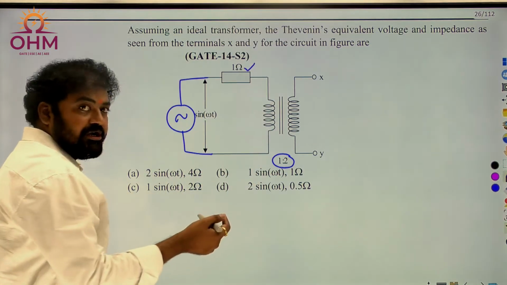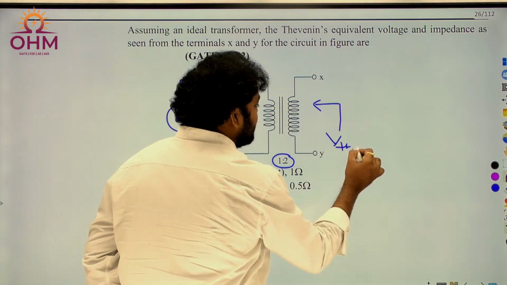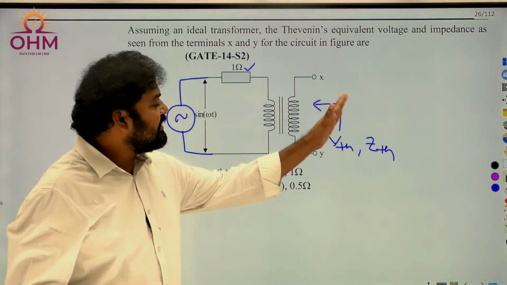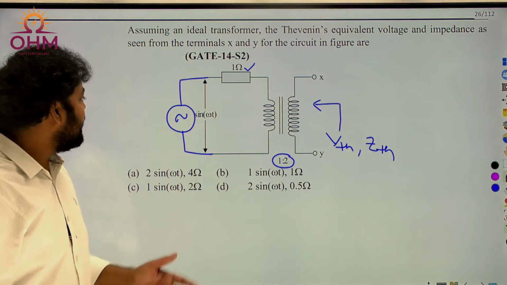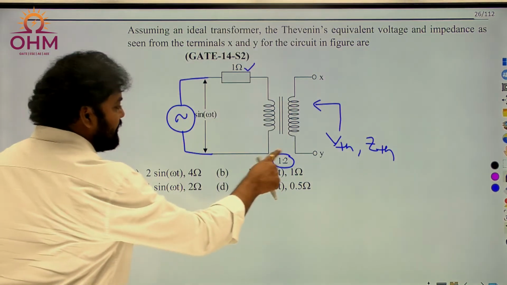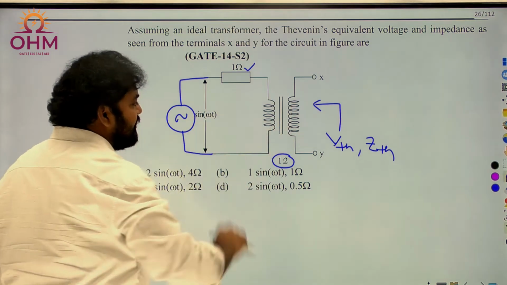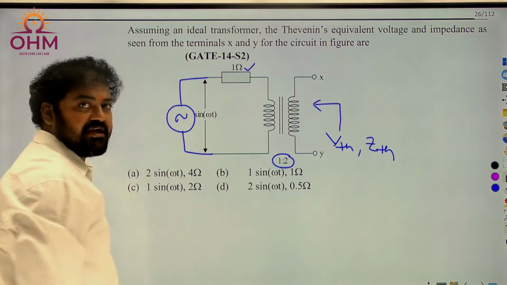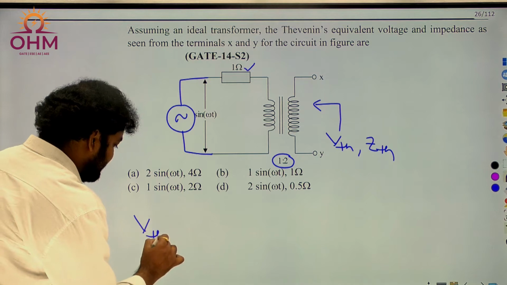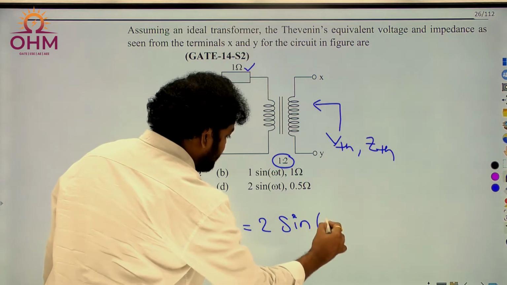I wanted to know the Thevenin voltage and impedance between terminals X and Y. But terminals X and Y are on the secondary side of the transformer. So the simple thing you need to do is transfer primary side parameters to the secondary side. According to the turns ratio, if I transfer the primary voltage 1 sine omega t to the secondary side, it will become 2 sine omega t. Therefore, the Thevenin voltage between X and Y will simply be 2 sine omega t.